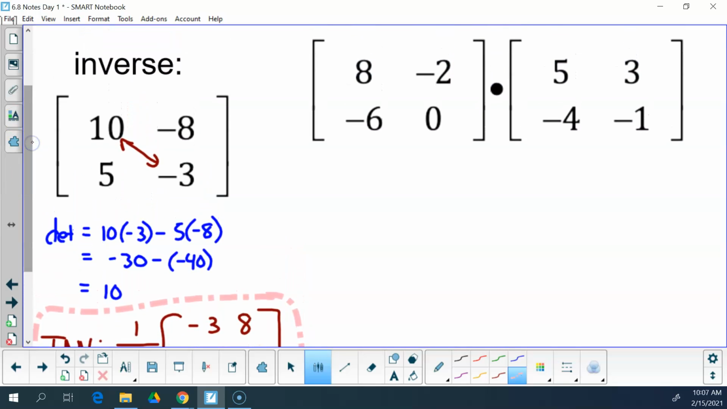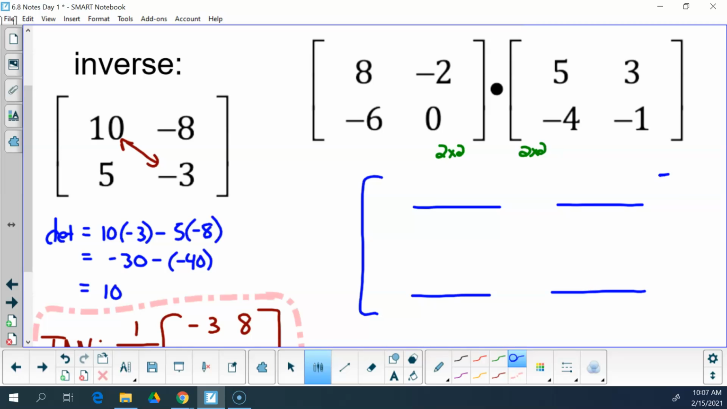Then the second problem was a multiplying type one. This is a 2 by 2 matrix. This is a 2 by 2 matrix. It can be multiplied, and my resultant is going to be a 2 by 2 matrix. So I take the first row times the first column. So that would be 8 times 5 plus negative 2 times negative 4 in that spot.